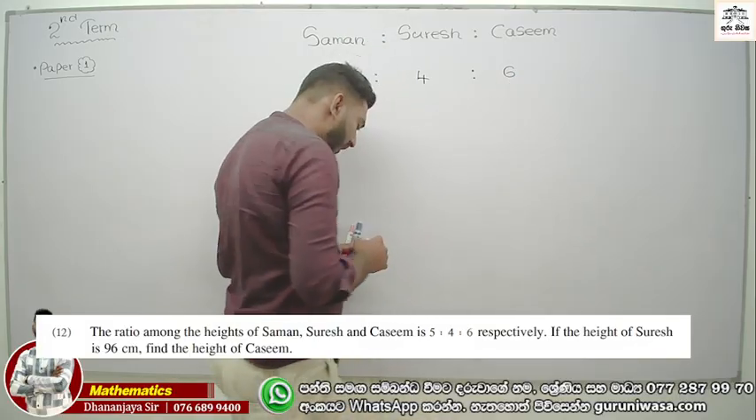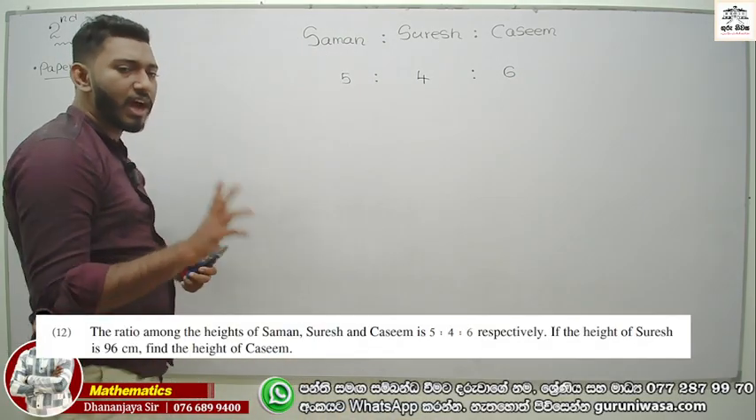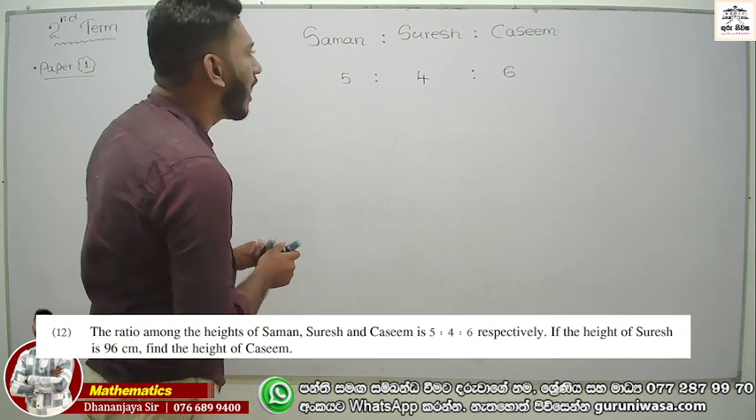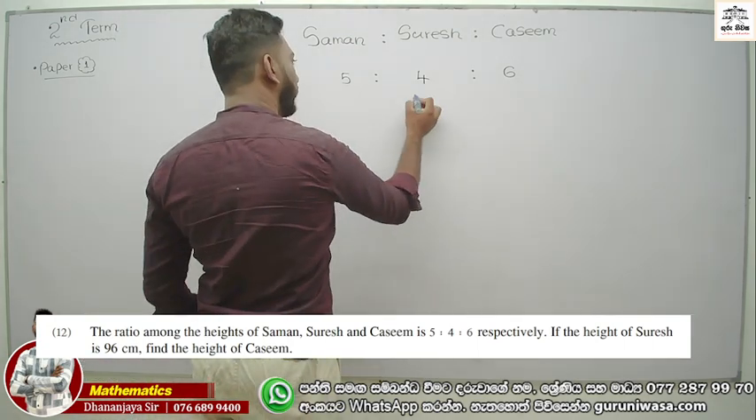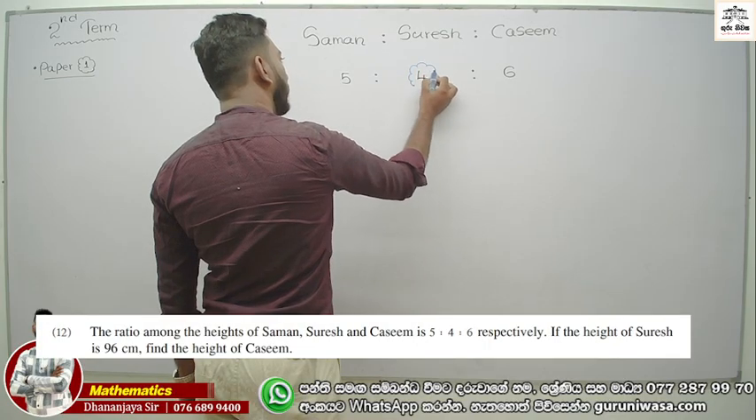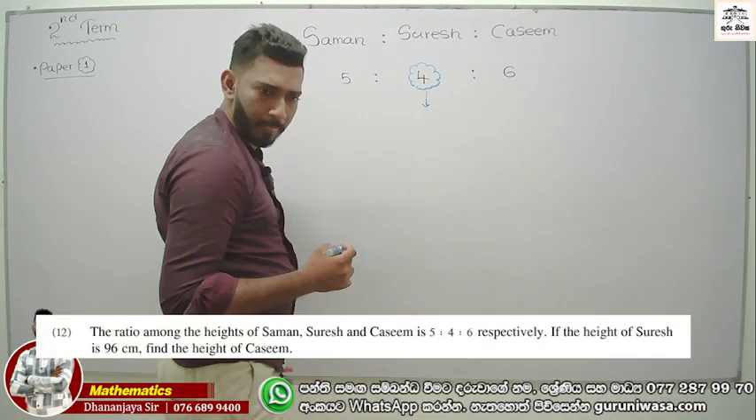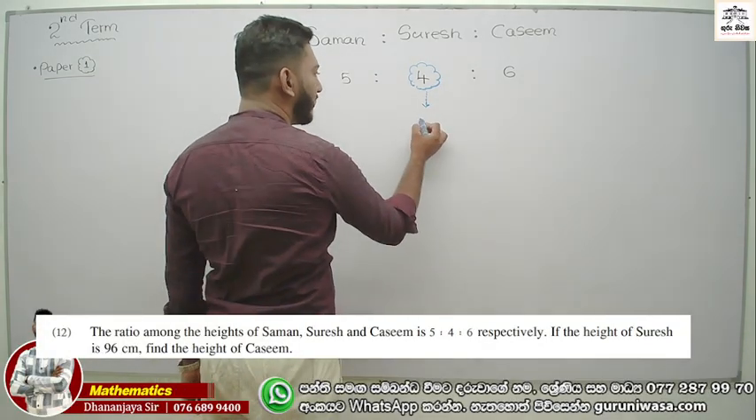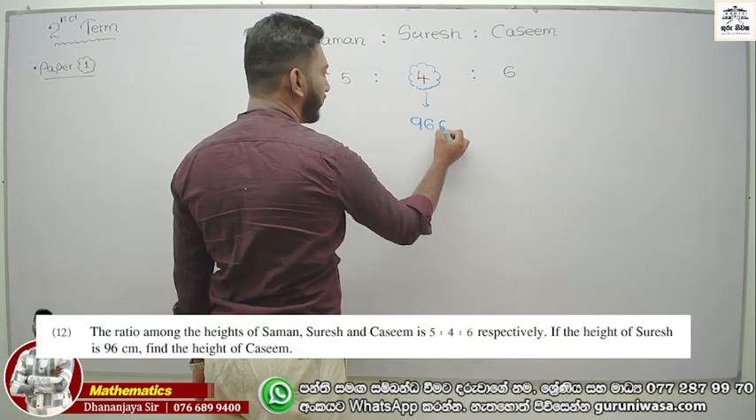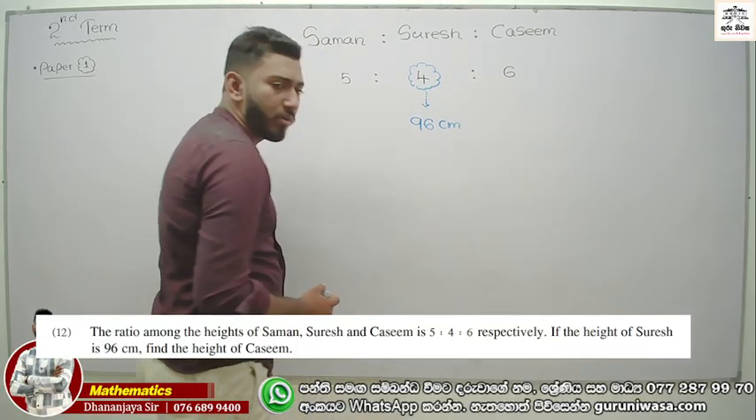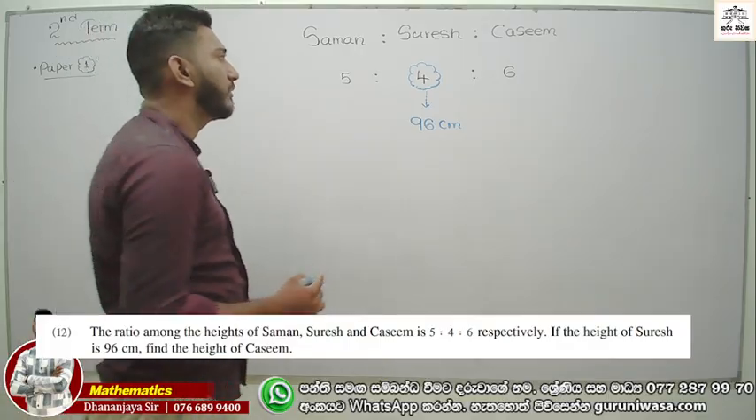Now the question says, if the height of Suresh is 96 centimeters, now find the answer for Kasim.